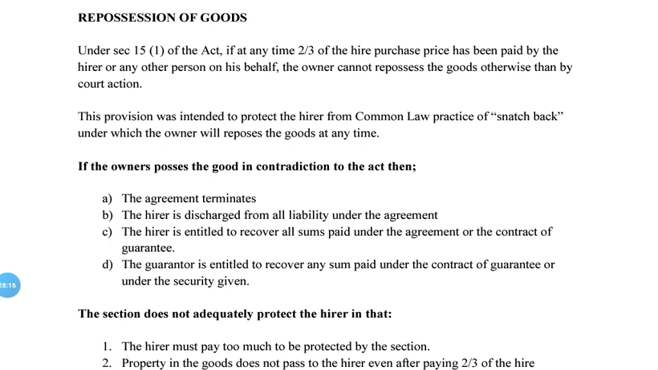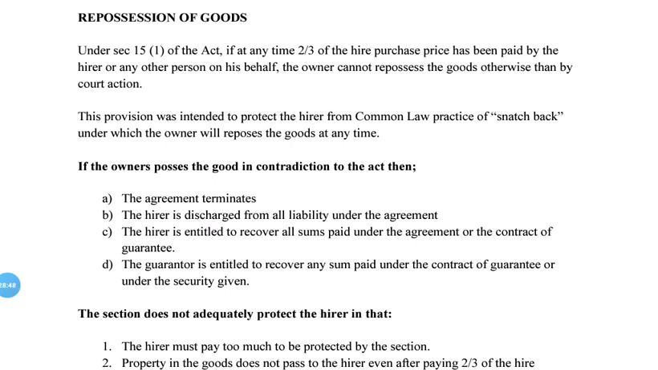terms of the agreement. So under section 15 subsection 1 of the Act, if at any time 2/3 of the hire purchase price has been paid by the hirer or any other person on his behalf, the owner cannot repossess the goods otherwise than by court action. This provision was intended to protect the hirer from the common law practice of snatchback.